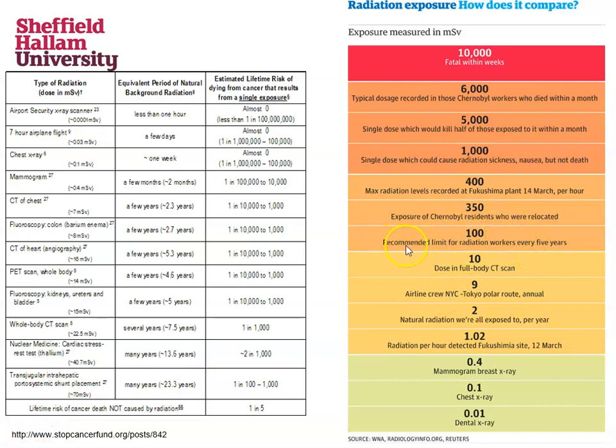100 millisieverts is a recommended limit for radiation workers every 5 years. So that was on the previous slide, showing 20 millisieverts per year. And all radiation workers have radiation badges that detect the amount of radiation absorbed or exposed to. So when radiation workers are working in a place like Sellafield, they're constantly being monitored about how much radiation they're being exposed to.